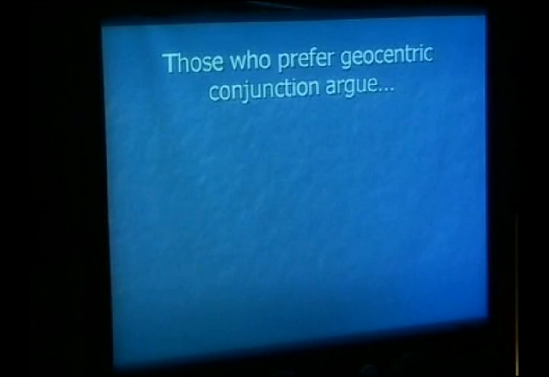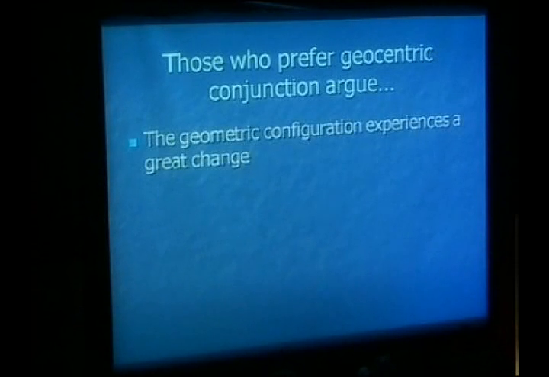The people who prefer geocentric conjunction argue it's correct that the observer is not located at the center of the Earth, but the observer was not even located at his observation site at the moment of conjunction. The geometry of Earth and the moon has changed dramatically.